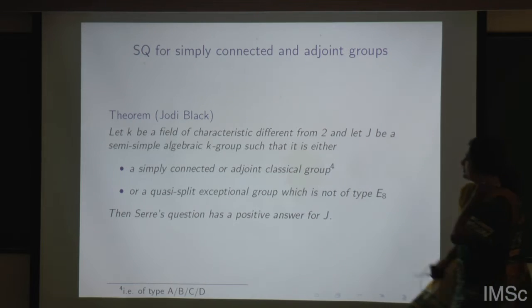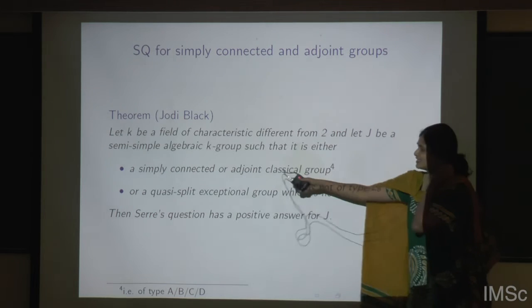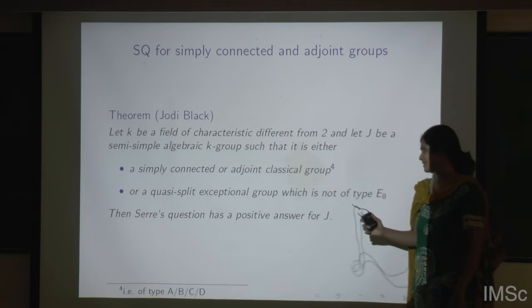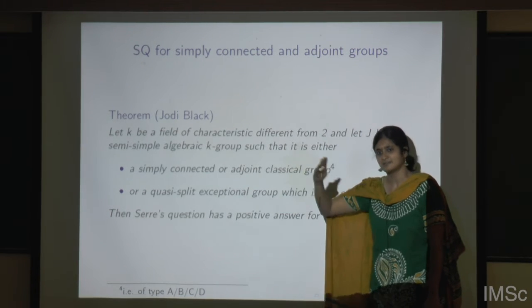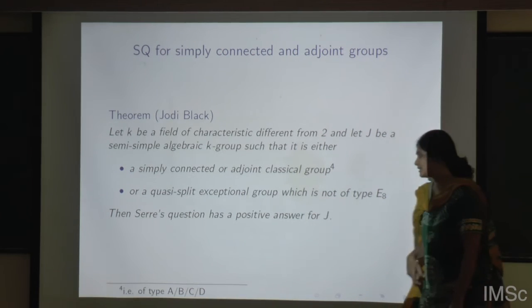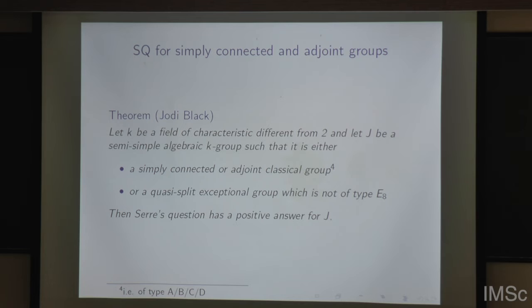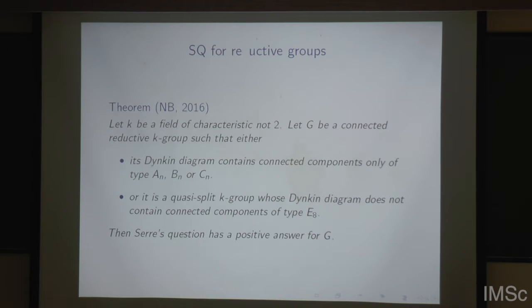But yeah, so you take a field of characteristic not 2 and then you have a semi-simple algebraic group, okay? And she answers the question if it's classical for simply connected or adjoint, right, for the two ends of the spectrum. But if it's an exceptional group, she wants it to be quasi-split, which means you have a Borel defined over the base field. And of course, we don't want E8. E8 is a mystery, so you don't want E8 things there. Then Serre's question has a positive answer for this. So at least if you restrict yourself to the classical case, you have the answer for simply connected or adjoint classical groups. So obviously the next step for me is to generalize this to Serre's question for reductive groups.